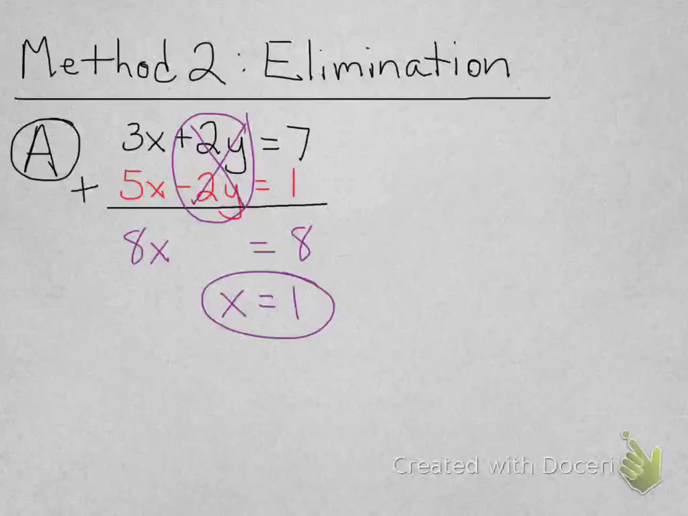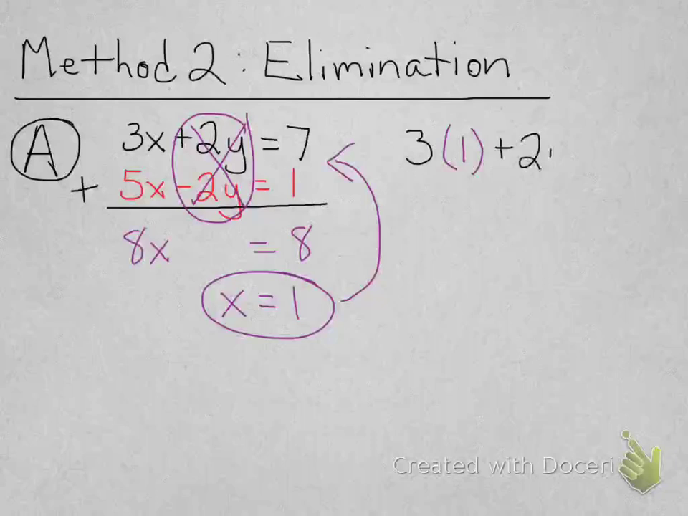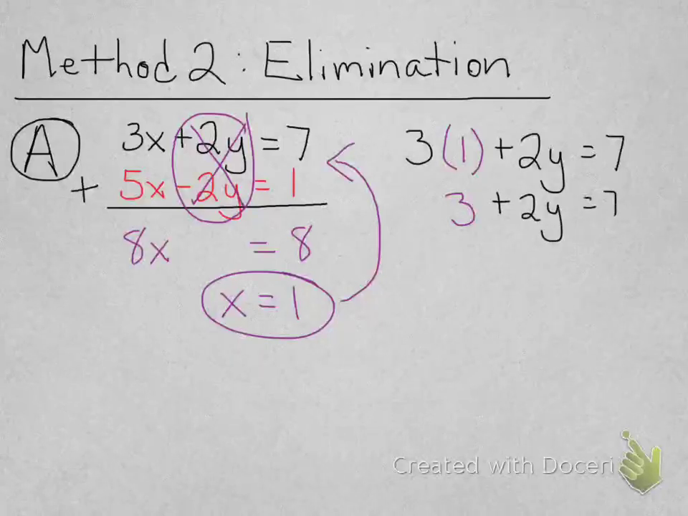Pretty simple. Now that I know the value of x is 1, I'm going to take it and plug it back into either one of the original equations. It does not matter which one. I'm going to go with the first one just because I think maybe it looks easier. Really doesn't matter. So I'd have 3 times my new value of x, which I said was 1, plus 2y is equal to 7. 3 times 1 is 3, plus 2y is equal to 7.